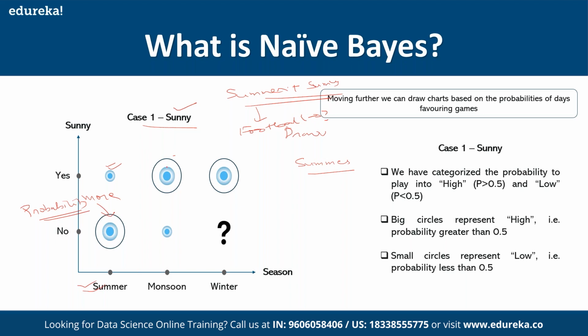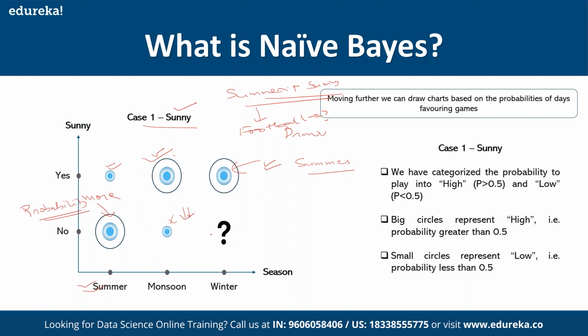Now it is monsoon and it is sunny. I'm sure most of us would like to go and play at that point of time. The probability of playing is high, correct? And the probability of not playing will be low. Why? Because if it is not sunny and it is monsoon, most probably it will rain, right? Similarly, if it is winter and it is very sunny, the probability of you playing football is high.